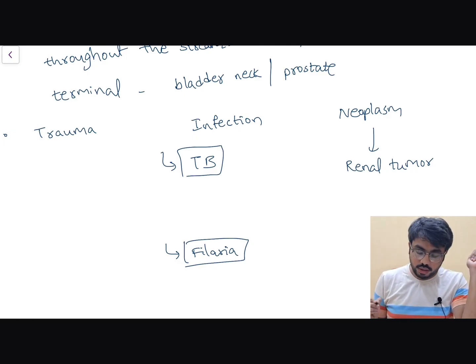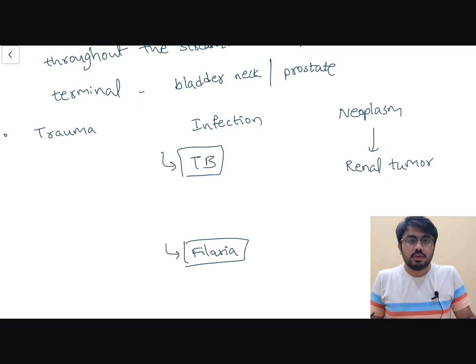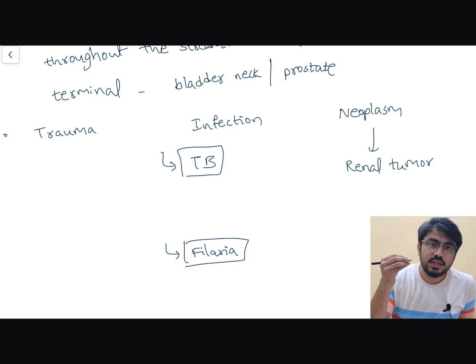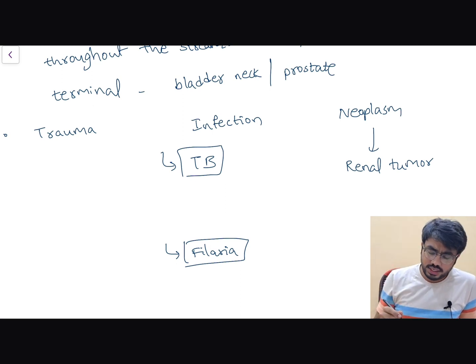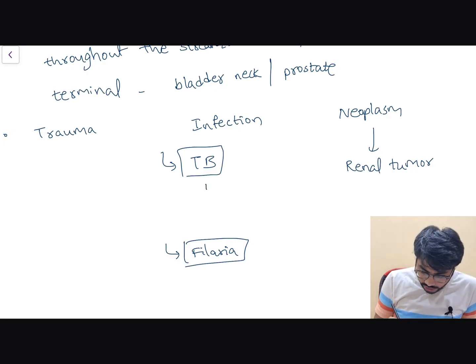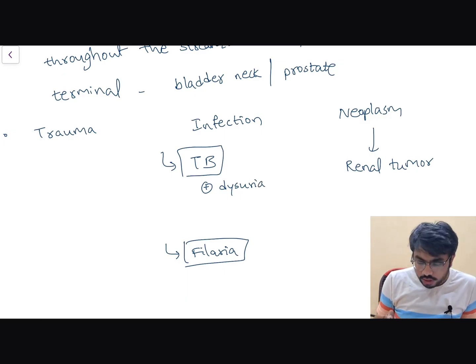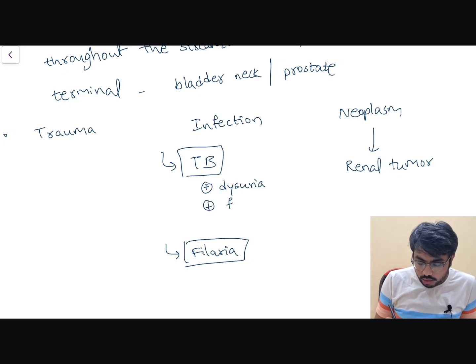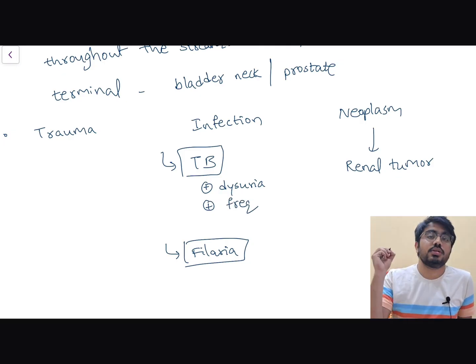But now, coming to infection. So genitourinary TB, how can I tell if it is due to infection? What are the features of genitourinary TB? We have already said there is hematuria. Along with that hematuria, there will be dysuria in case of TB. Not only dysuria, there is also an increase in the frequency of micturition in case of genitourinary TB.